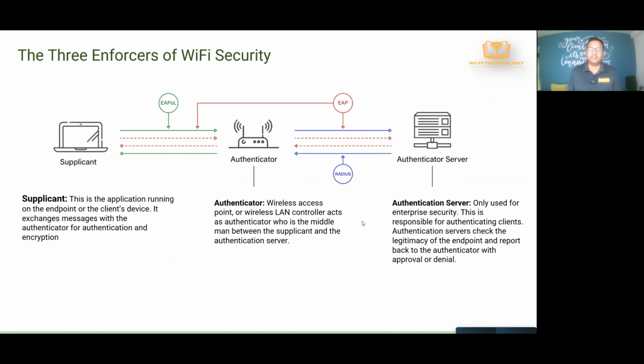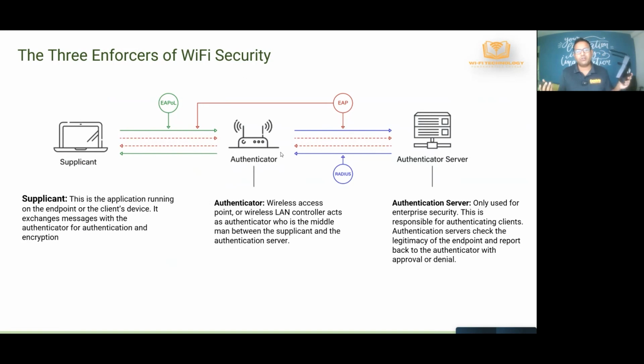And then we talked about the authenticator, which is normally the access point. If you're doing personal security, like for your home, residential Wi-Fi security, then the only things you'll need are the supplicant and the authenticator. You'll need the client and the access point, and you can install the keys in the client and the access point, and then the authentication and encryption happens between these two.